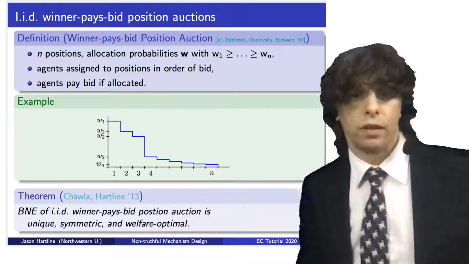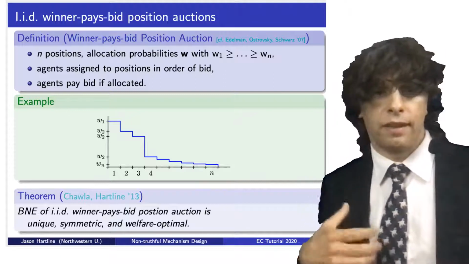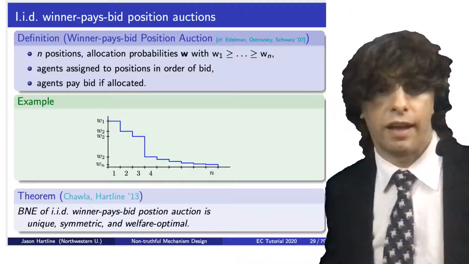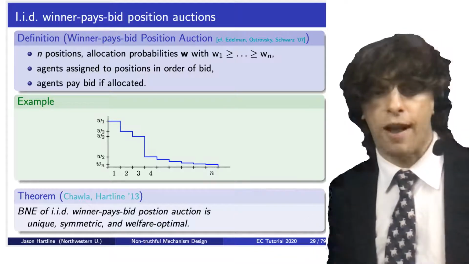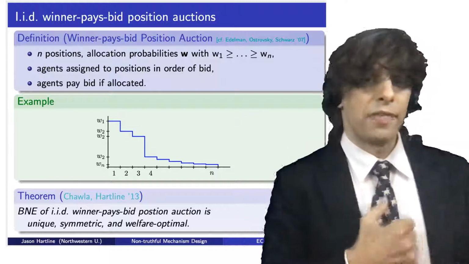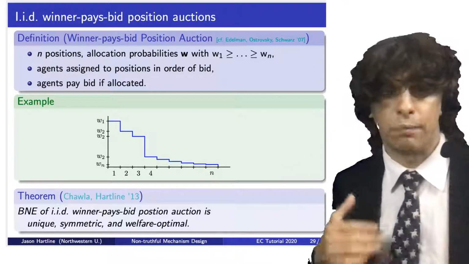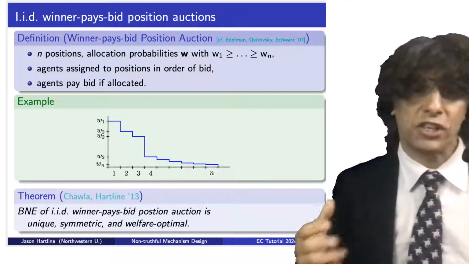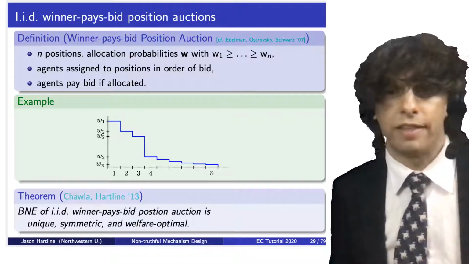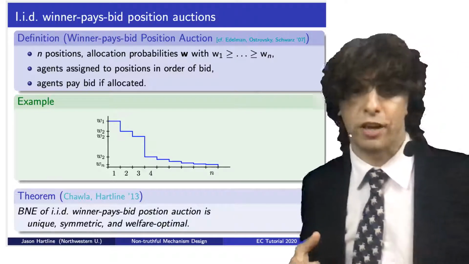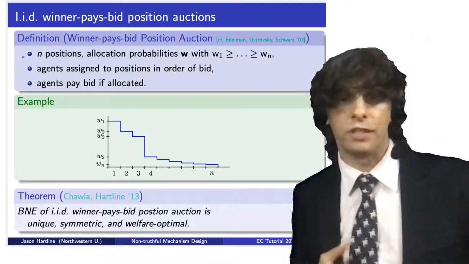Great. So the theorem is that the Bayes-Nash equilibrium of the IID winner pays bid position auction is unique, symmetric, and welfare optimal, meaning one, we can use the same method of revenue equivalence to solve for the symmetric equilibrium. And two, essentially the same proof of the non-existence of asymmetric equilibria that we were just talking about for the first price auction also applies for IID position auctions.